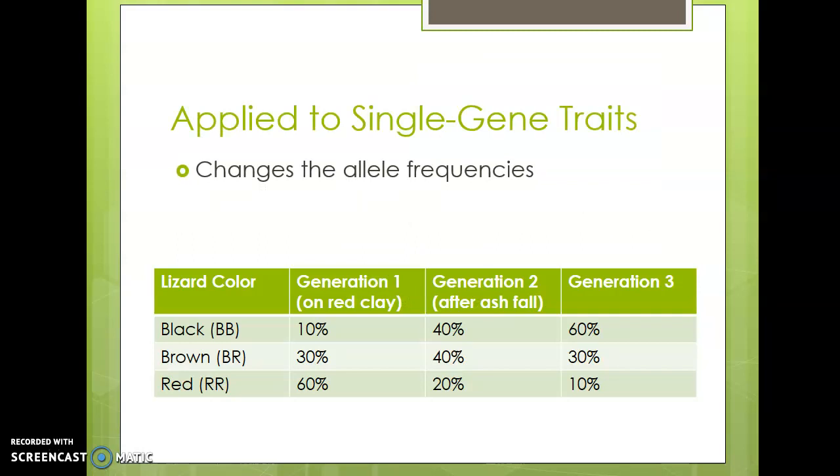We can apply these to a single gene trait, and what happens there is that it changes the allele frequencies. Alleles are like capital B here for black and capital R for red, and if you have both, you have incomplete dominance with brown, BR. So on red clay, the R's are the more common allele, 60% of them. Blacks are rare, only 10%, because they stick out more and they get eaten. If there's an ash fall, though, all of a sudden the red ones stick out like sore thumbs. And so we're seeing a change in the percentages, and by generation 3, most of the alleles are black.